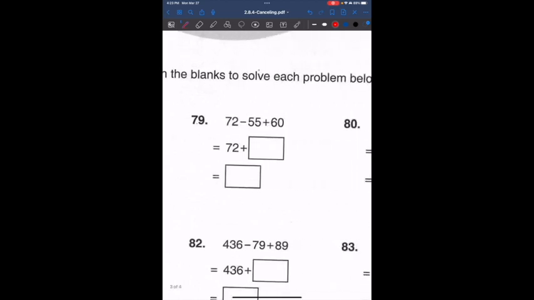We're going to look at question 79 now. So we have 72 minus 55 plus 60. Now, even though these numbers aren't like one or two numbers apart, they are still pretty close because we can figure it out right away. So negative 55 plus 60, or 60 minus 55, is 5. So 72 plus 5 is 77.